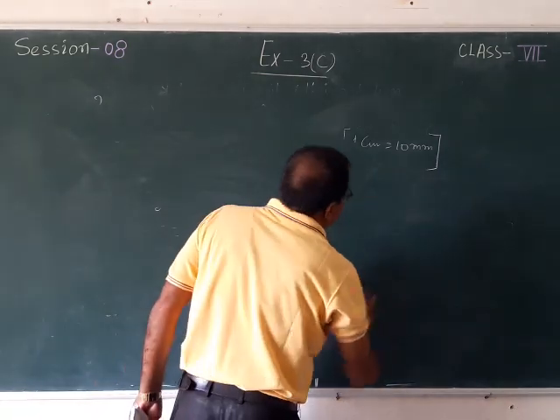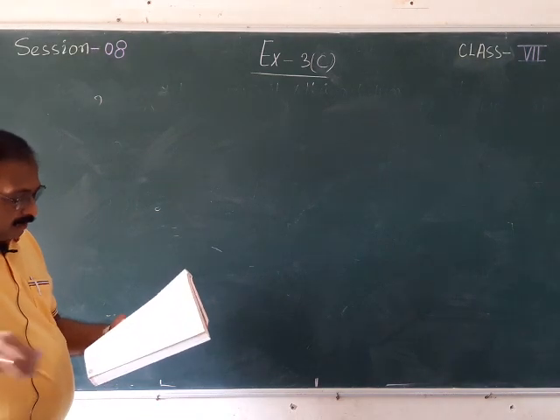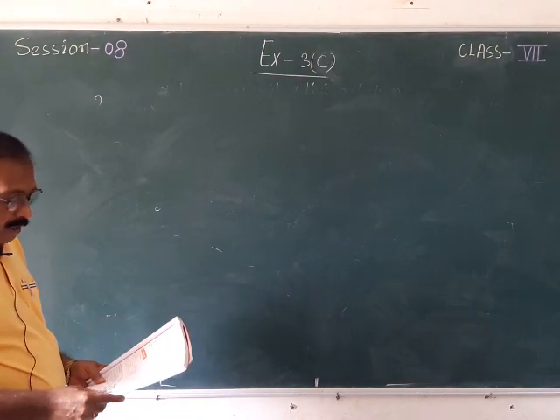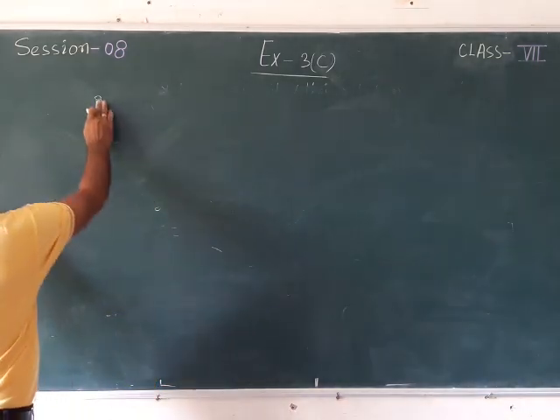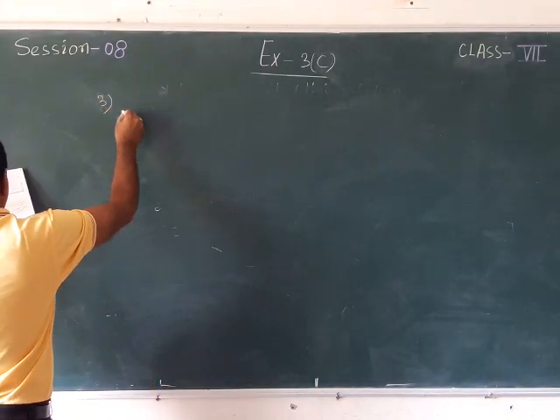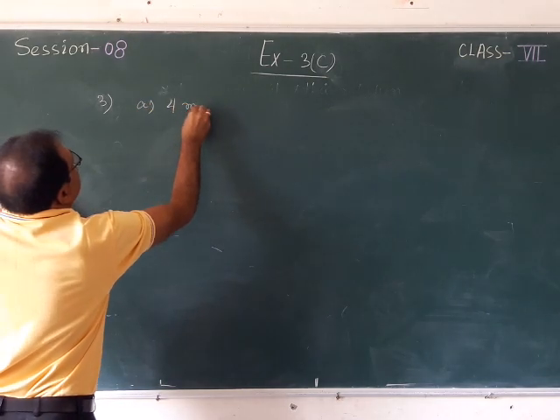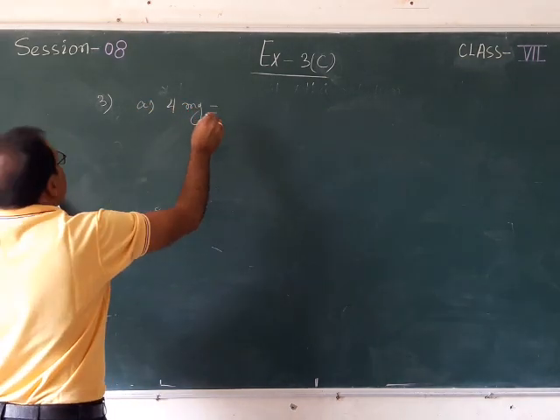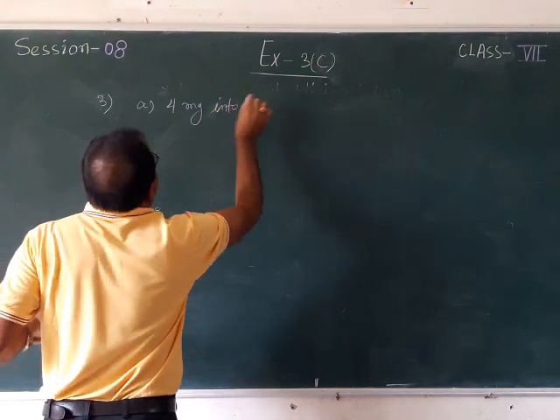So let us see question number 3. In exercise 3C, question number 3, convert the following units of mass as directed. Here is how you can convert. 3A is 4 milligram into gram. You want to change 4 milligram into gram.